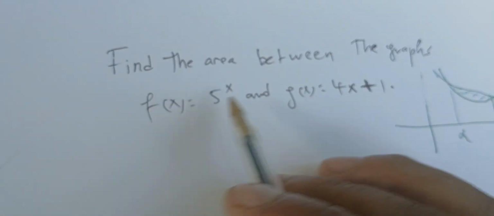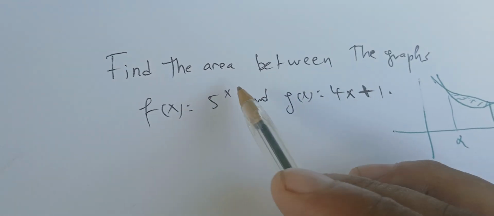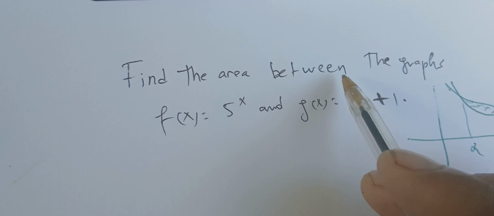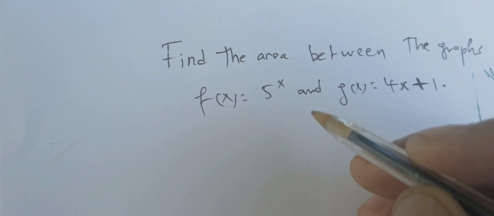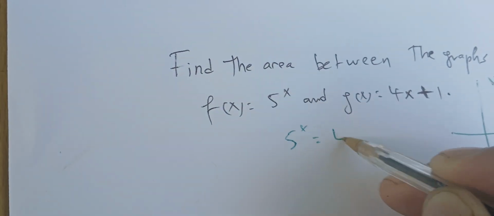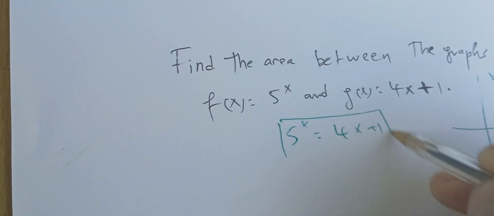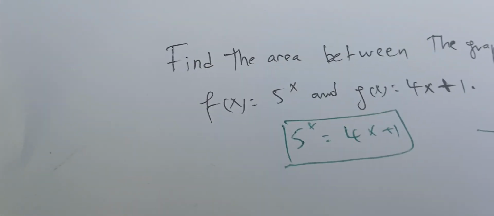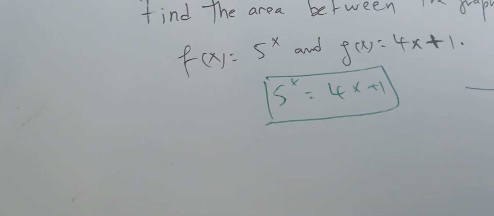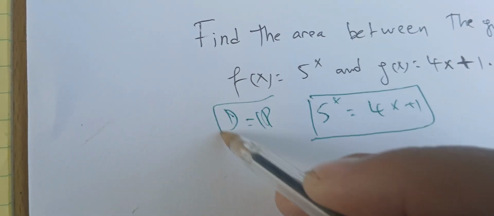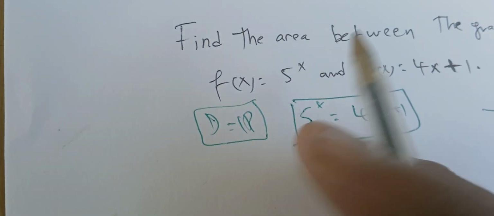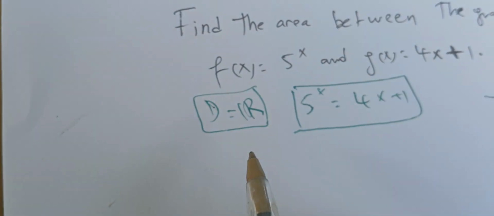Here, if we try to find these 2 points, we have to solve 5 to the power x is 4x plus 1. So we need to solve this equation. And clearly here, the domain for the solution is going to be R. We have no restriction. Okay?